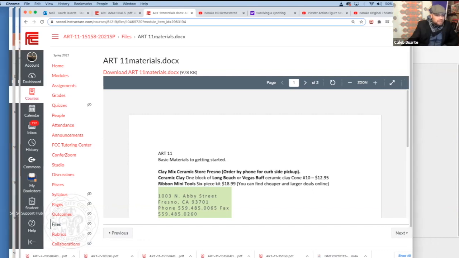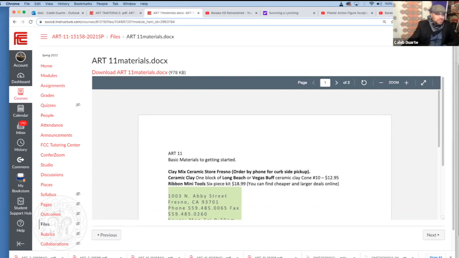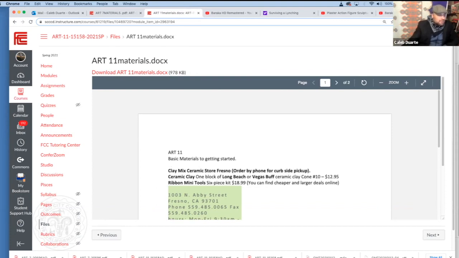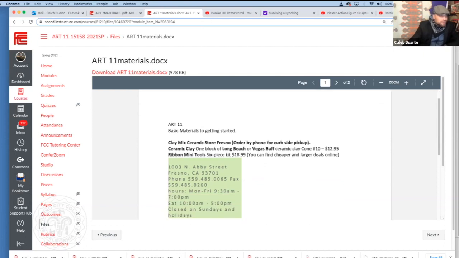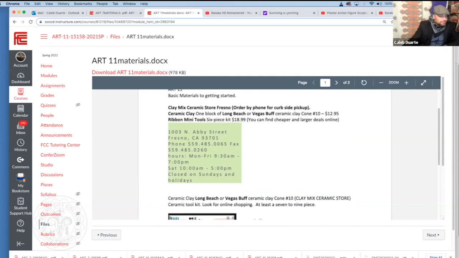I'm going to be asking you guys to buy more materials later on in the semester, but this is what we need now. We have the Claymix ceramic store. You got to give them a call when you're there and ask for the Long Beach or Vegas buff ceramic clay, cone 10. It's about 13 bucks. There's the address.